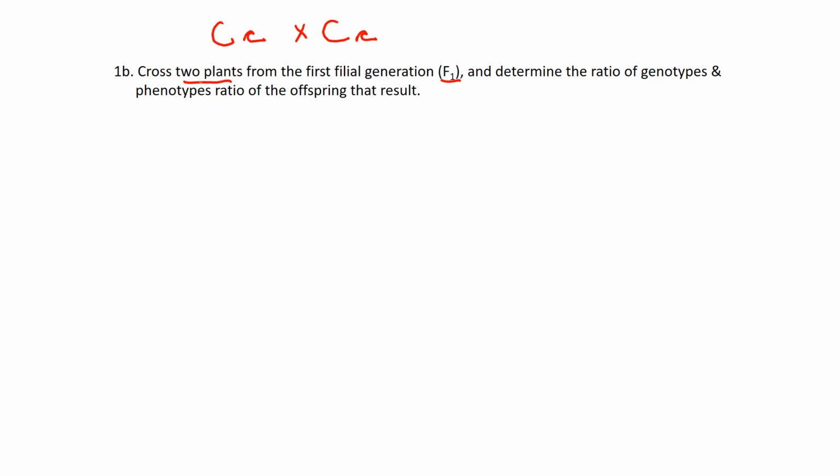We will underline the parents. There's two plants from the F1 generation. Let's say what their genotypes are, capital C, little c, capital C, little c, and determine the ratio of genotypes and phenotypes of the offspring that result. Okay? So these new offspring are going to be considered F2 generations. So we're just taking two offspring from F1 and we're coming up with an F2.